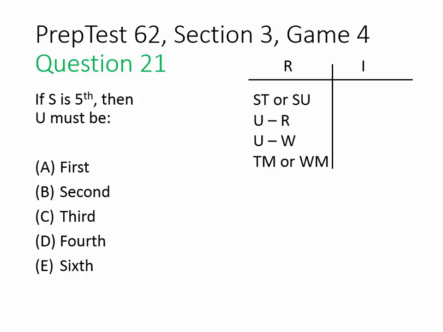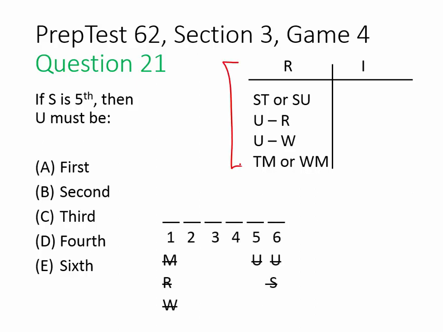Prep test 62, logic game number 4, question 21 asks us, if S is fifth, then U must be which of the following? So we've got our rules up here, and we're going to go ahead and bring up our master diagram and see what else we can figure out here. So if S is in the fifth spot, we know it goes right there.